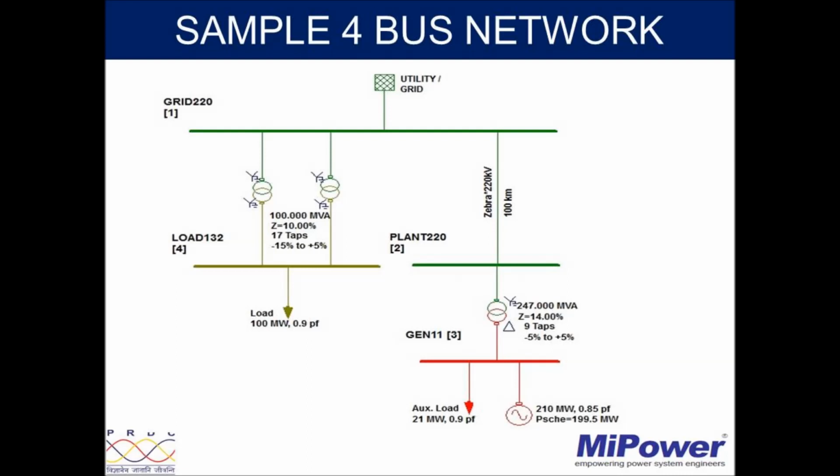The auxiliary load of 21 megawatt at 0.9 power factor is connected at the generator 11 kV bus. The plant generator is a 210 megawatt capacity, 0.85 power factor, and its scheduled power is 199.5 megawatt. Utility is connected to the 220 kV bus. It is nothing but the grid.